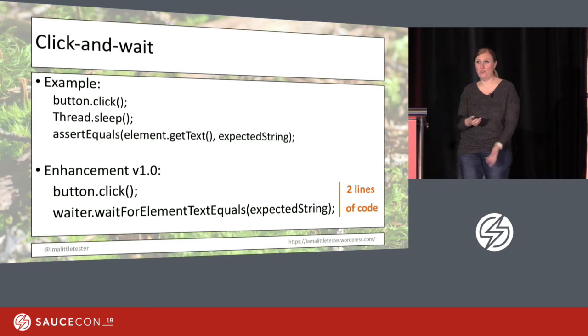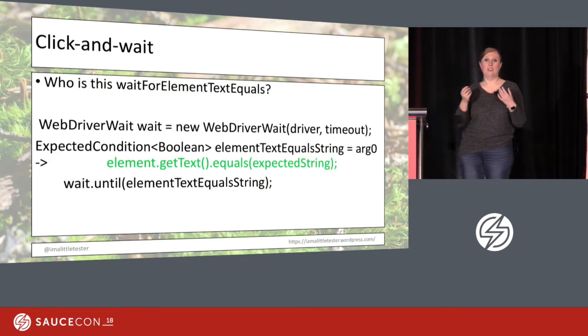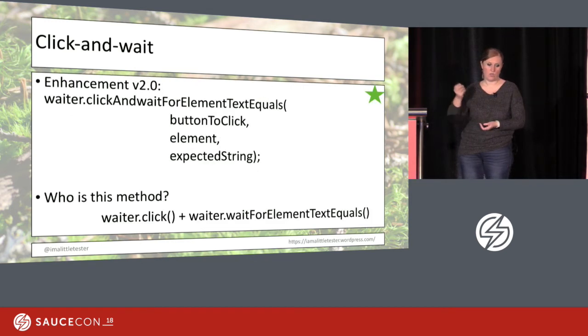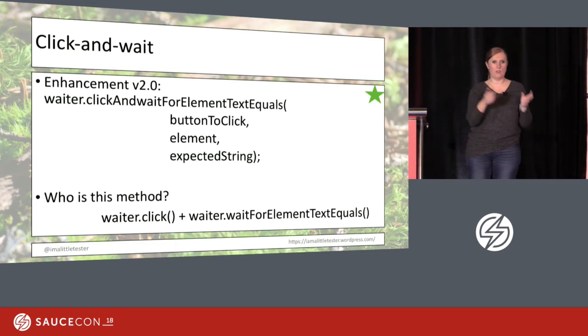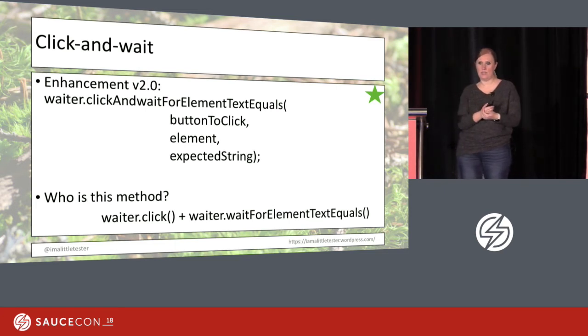So if you're going to do this a lot of times, it also makes sense to create another custom wait for this. And the custom wait will do nothing but, instead of saying button click and wait for the element equals, you can just say waiter.click on something and wait for an element text to equal something. And this way you save lines of code. You don't have to write so many lines of code.